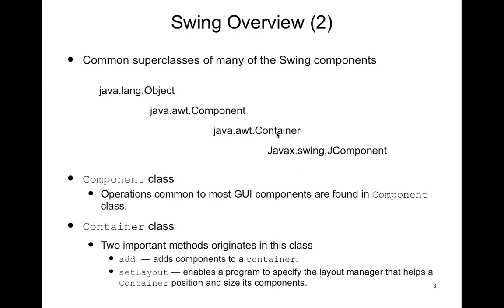It's the container level. We have the add method that adds things to containers, and then we have set layout. The add method adds a component to a container. Set layout enables a program to specify the layout manager that helps a container position and size its components. Essentially, layouts are like the relative layout, actually the same thing we get in Android: the linear layout, the relative layout.